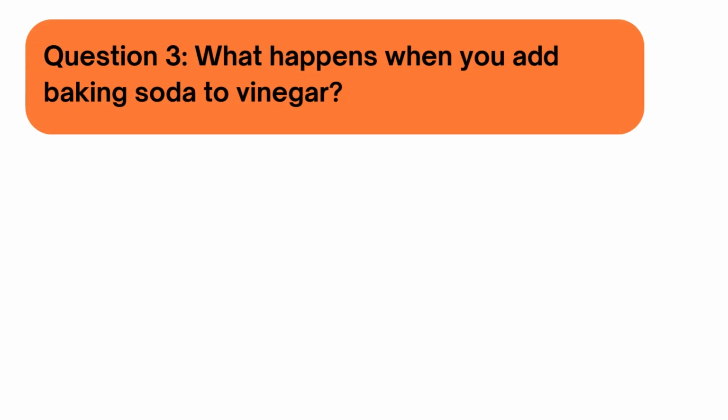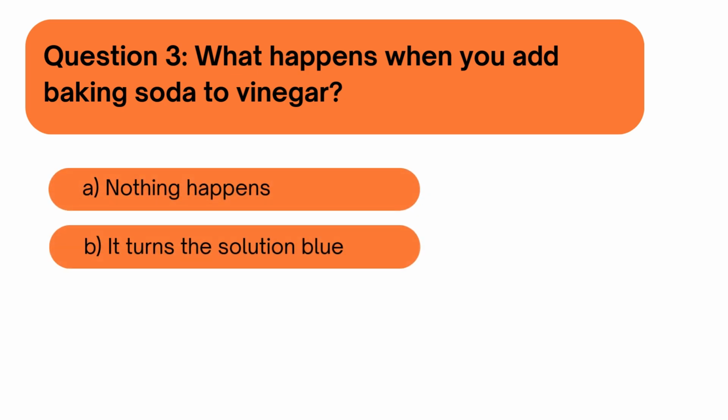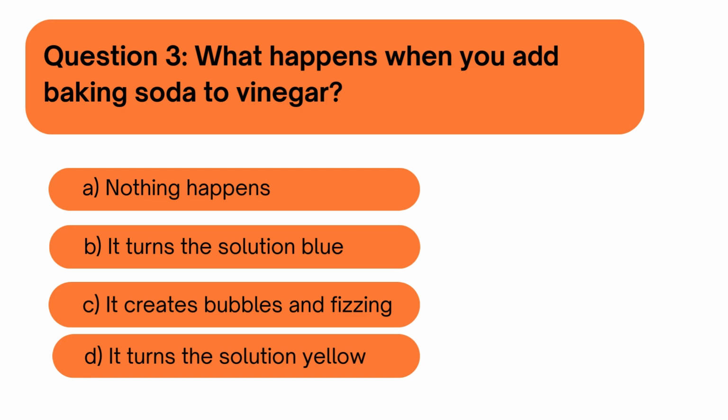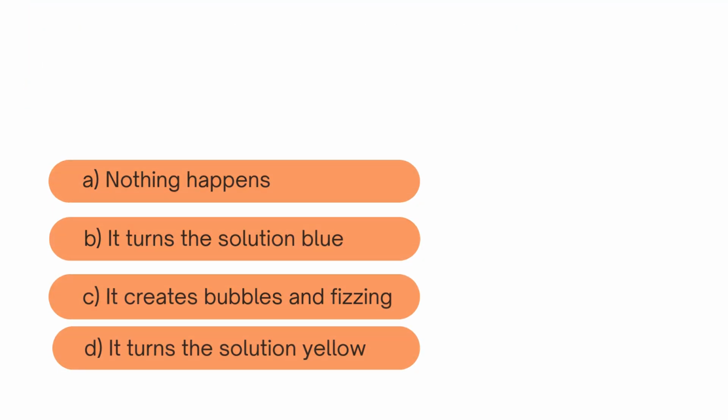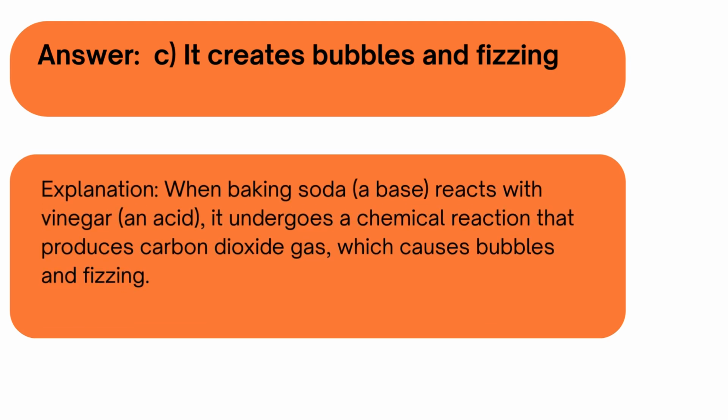Question 3. What happens when you add baking soda to vinegar? A. Nothing happens. B. It turns the solution blue. C. It creates bubbles and fizzing. D. It turns the solution yellow. The correct answer is C. It creates bubbles and fizzing. When baking soda, a base, reacts with vinegar, an acid, it undergoes a chemical reaction that produces carbon dioxide gas, which causes bubbles and fizzing.